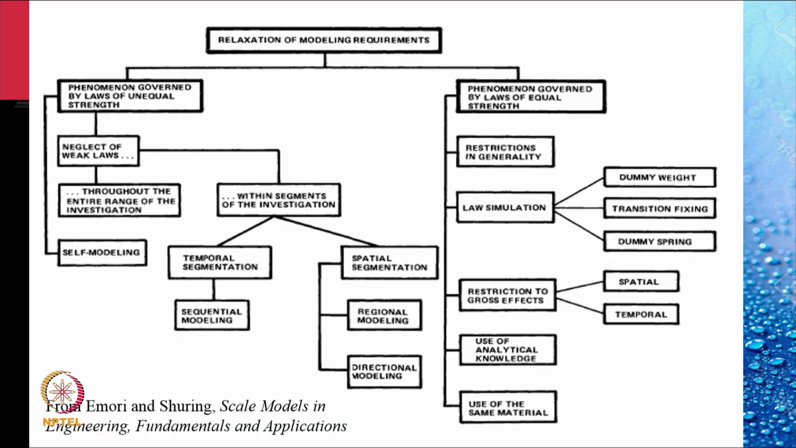Emory and Turing gives a summary of the various relaxation techniques in modeling requirements. It is divided into two parts. First, on the left, when the phenomenon is governed by laws of unequal strength, and on the right are the strategies used when the phenomena are governed by laws of equal strength.